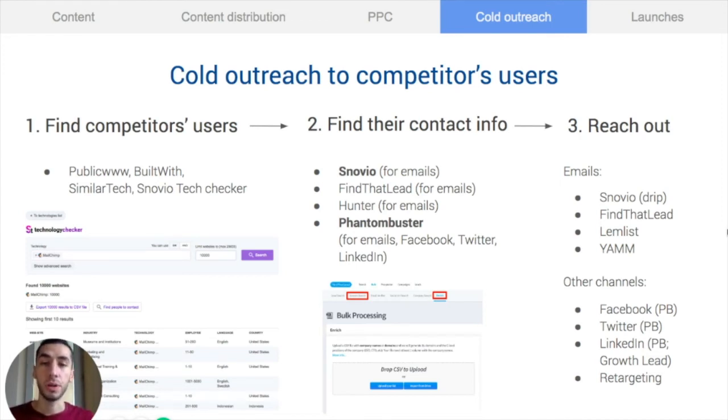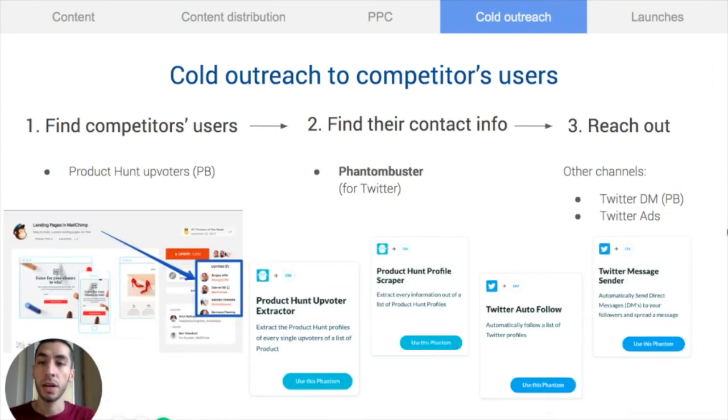And what is also important is that you can find not only emails, but also Facebook profiles, Twitter, and LinkedIn profiles via Phantom Buster. It's one of the best growth hacking tools available right now, and you can do so much with the APIs that they provide. So yeah, with this you can reach out to those people, your competitors' users, really easily.